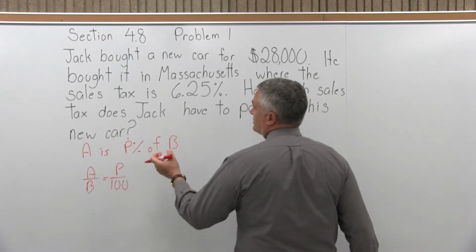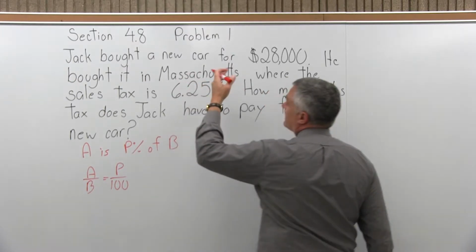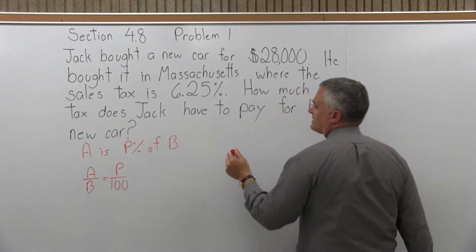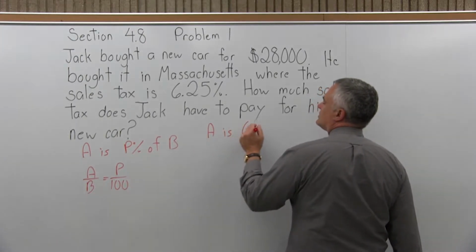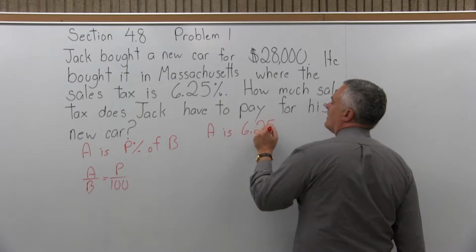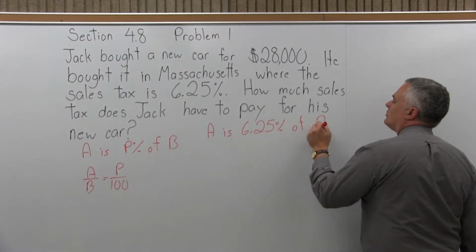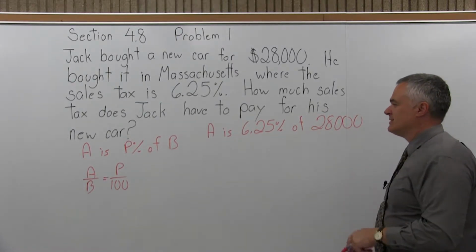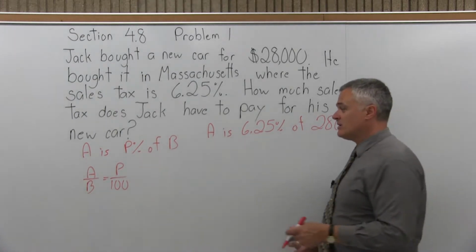So A is P percent of B. Can we do that? Sure. A is 6.25% of $28,000. That's the amount that he's going to pay in tax. So A is 6.25% of $28,000. So that's A is P percent of B, and now I can use that A over B equals P over 100 formula.